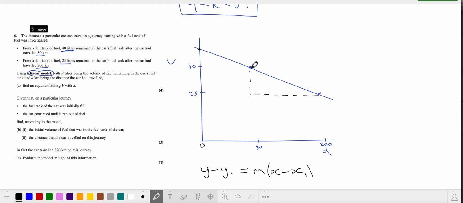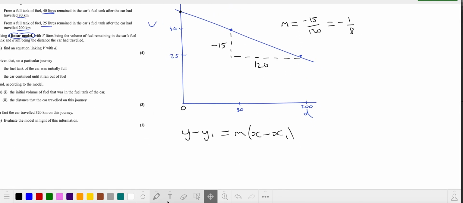So y has gone from 40 to 25. It's gone down by 15. x has gone from 80 to 200. It's gone up by 120. So the gradient m is minus 15 over 120, which simplifies to minus 1/8. So plug that into this equation and use either one of those coordinates that we've got.